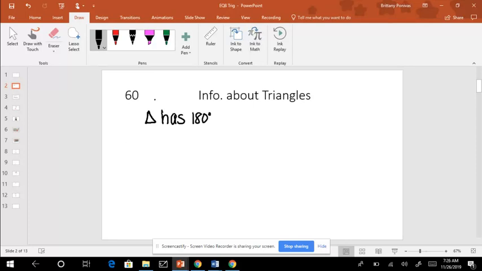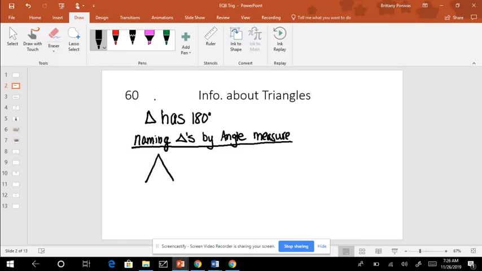If you are naming triangles based on angles, by angle measure, there are three different types. The first one looks something like this. It's an acute triangle. That's when all angles are less than 90 degrees.